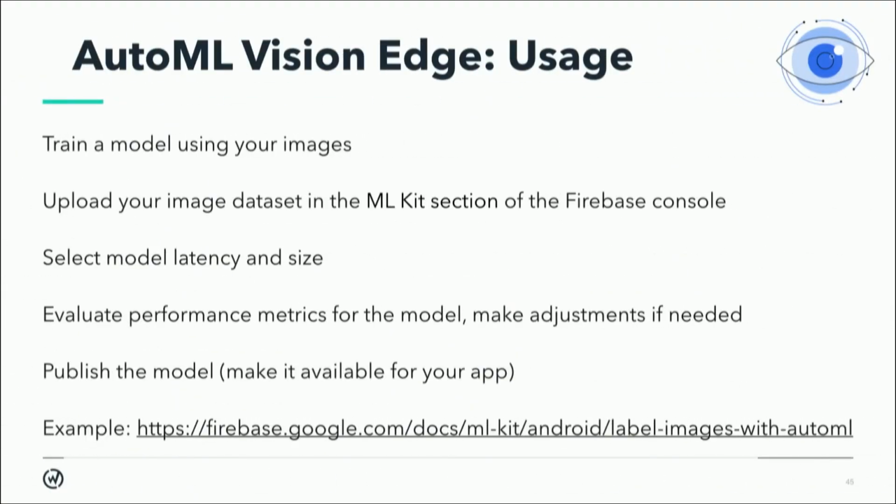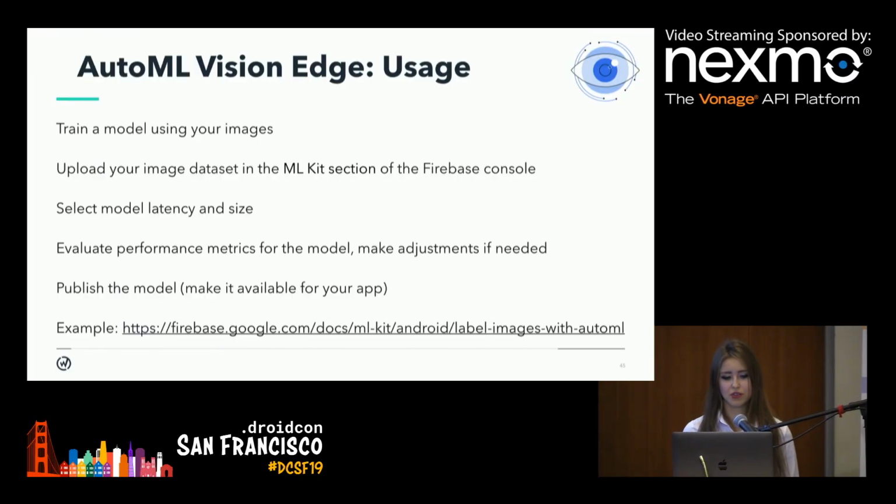So what is the process of working with AutoML Vision Edge? So first of all, you'd be training your model using your images. And then you would have to select model latency and size. So again, this would be dependent on your use case and what you want. And then you'll be able to evaluate the performance metrics for the model and make some adjustments and tweak parameters if needed. And then you can publish the model and make it available for your app. And then the example link below shows how to use this API in the Android app, and how to add it to your project.